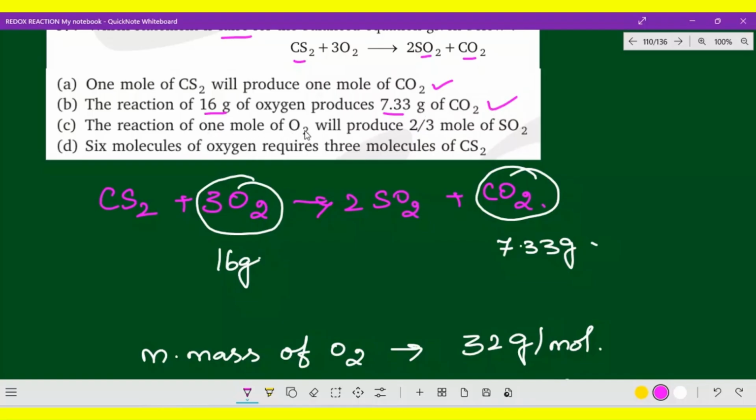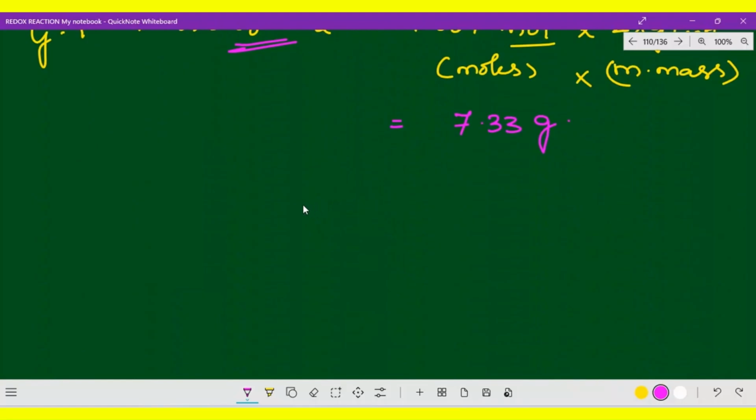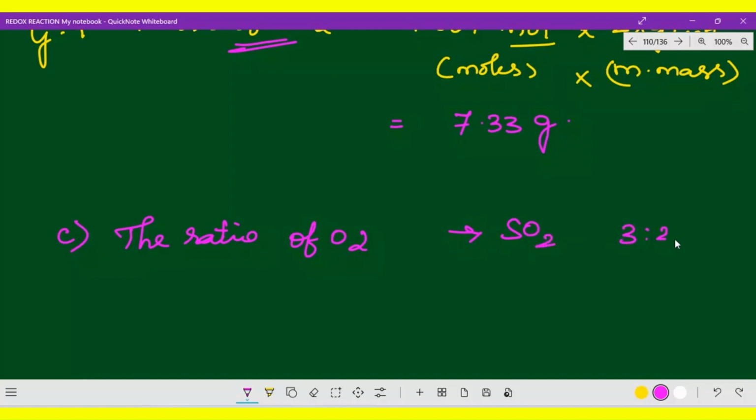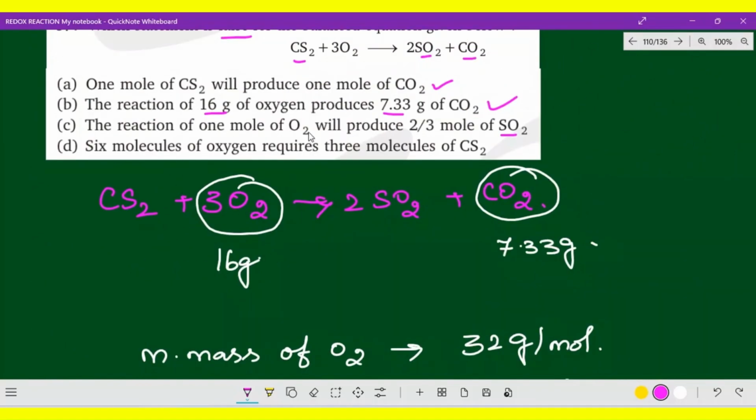Now the next one: the reaction of 1 mole of oxygen will produce 2/3 moles of sulfur dioxide. See, another statement. Now option C, the ratio of oxygen to SO2 is actually 3:2. I just mentioned the statements so it will be easy for you to understand. Here 3 moles of oxygen can produce 2 moles of sulfur dioxide, but here 1 mole of oxygen will produce 2/3 mole of sulfur dioxide.